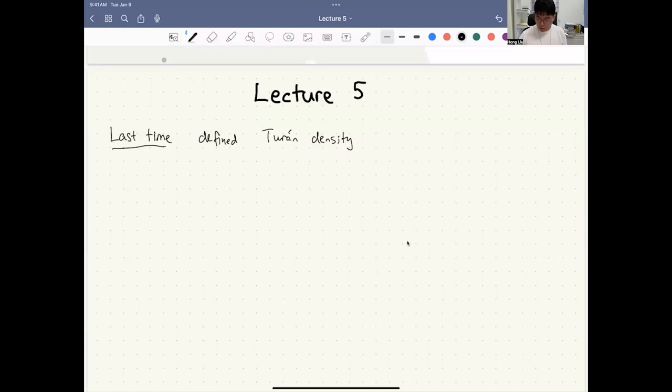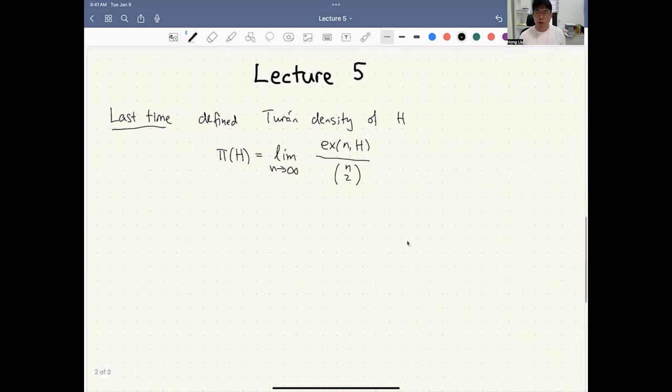So recall the Turán density of a graph H, we denote it by pi of H, equals the limit as n goes to infinity, you take the extremal number and normalize by n choose 2. So it's the edge density of the largest extremal H-free graph. Right. So just to get more familiar with it, how can we prove lower and upper bounds on Turán density?